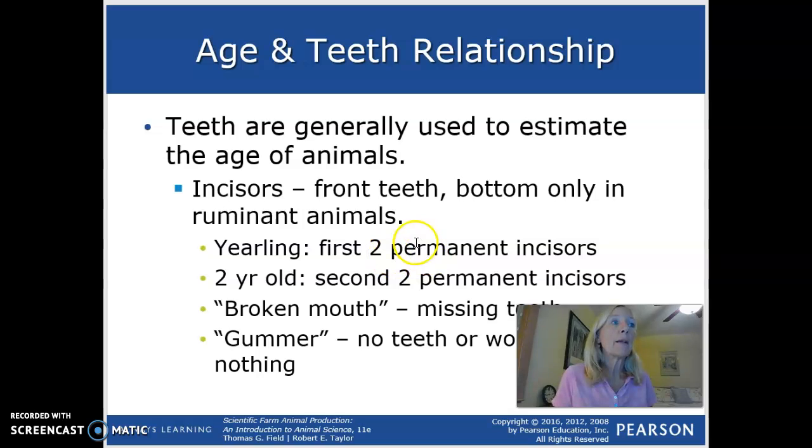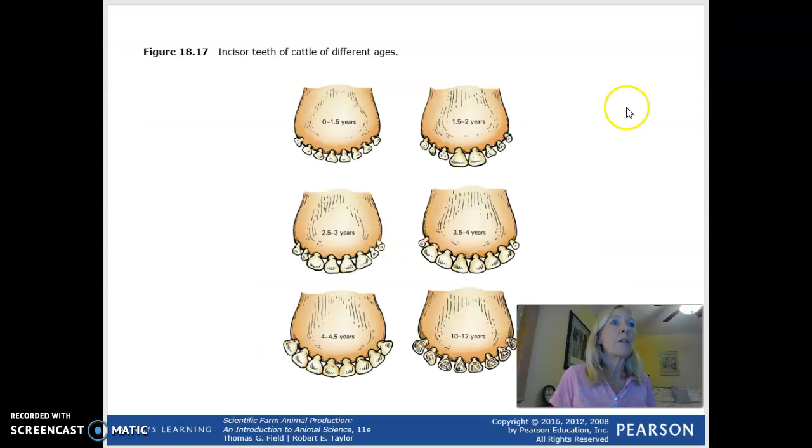And horses are the same way. At 2 years old, they get their second set of permanent incisors, and so on until they have what's called a full mouth with all of their permanent incisors. And then as they get older, they may lose teeth, or with really old sheep, usually they're really skinny, they have no teeth, or a broken mouth is missing teeth, or a gummer has no teeth at all. So teeth can be used to tell the age of an animal, and generally we're going to use that in horses. That's probably the single most important, and sheep, goats, and cattle, although no one I know ever ages cattle by looking at their teeth. There's probably somebody out there that does it.